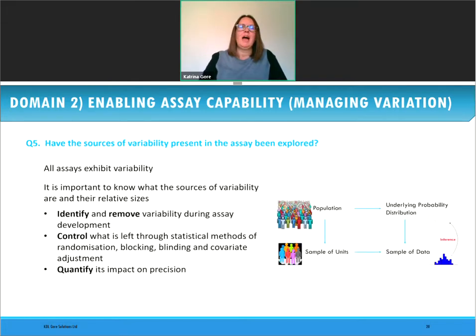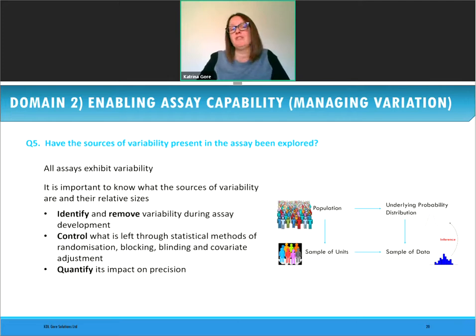Have you explored your sources of variability? All assays exhibit variability, but it's really important to know what the sources of variability are and their relative sizes. When you are developing an assay, you should be identifying and removing variability through that assay development process wherever you can. Then there will be some left that you just can't do anything about. But you can try and control what is left through the statistical methods of randomization, blocking, blinding, and covariate adjustment. They're all really, really important factors. They are there in your design and they link very importantly through to your analysis as well.